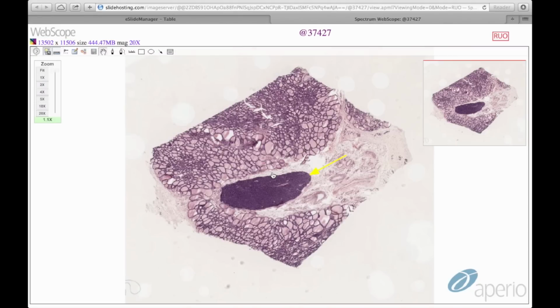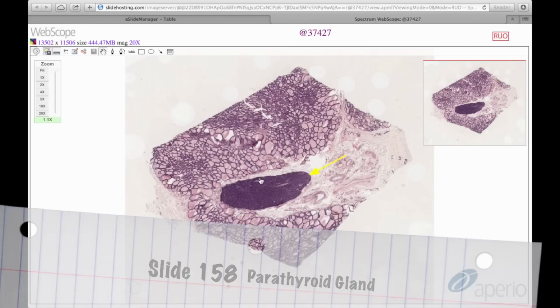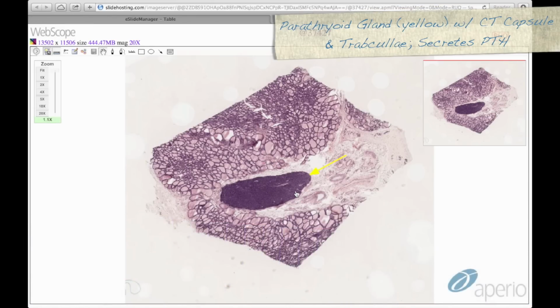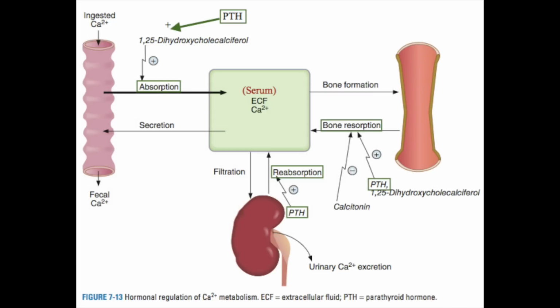My pleasure. We've now transitioned to slide 158, which is a section of the parathyroid gland stained with H&E. Here you can see a section of the parathyroid gland indicated by the large yellow arrow. Notice how it is surrounded by thyroid tissue. The parathyroid gland has its own connective tissue capsule with invaginating trabeculae and functions to secrete parathyroid hormone, or PTH, into the bloodstream. Like Joyce Ann mentioned, PTH does the opposite of calcitonin, increasing serum calcium levels by stimulating bone resorption, stimulating calcium reabsorption in the kidneys, and enhancing intestinal absorption of calcium from the gut.